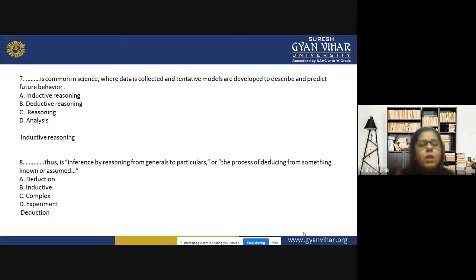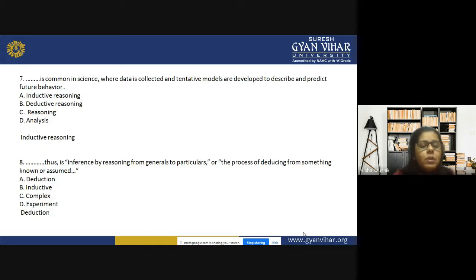Now the options are A, inductive reasoning, B, deductive reasoning, C, reasoning, or D, analysis. Students, these are the choices, and now you have to select the correct one on the basis of the choices, and the correct answer will be option A, that is inductive reasoning.